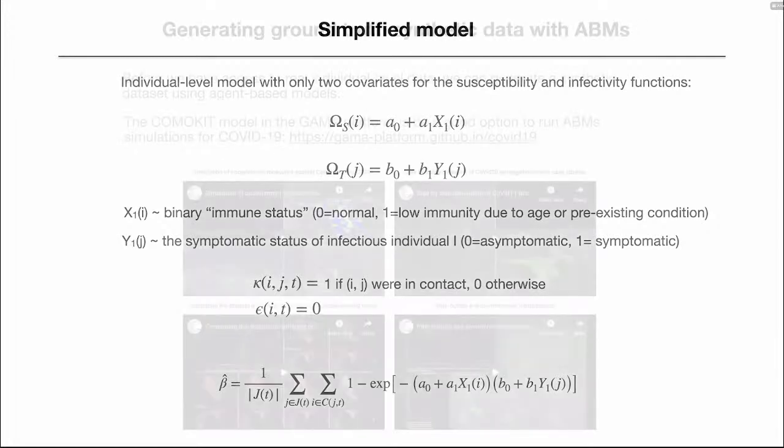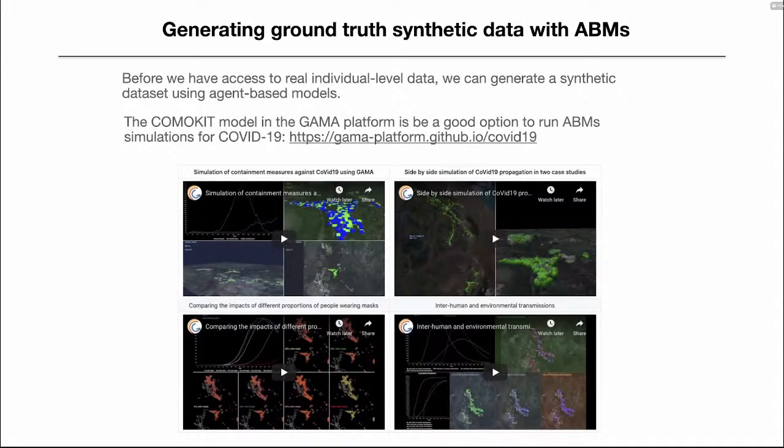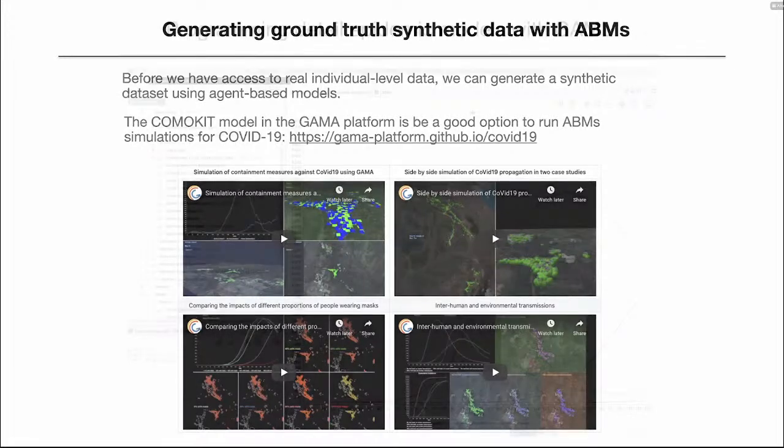And that's how I, at that moment, said, well, I don't have the real data to do this, at least when I started working on these models. So I'm going to just generate my own data. I'm going to generate my own individual population. And the cool thing about this is I can set my ground truth.